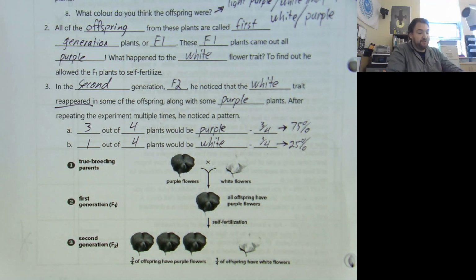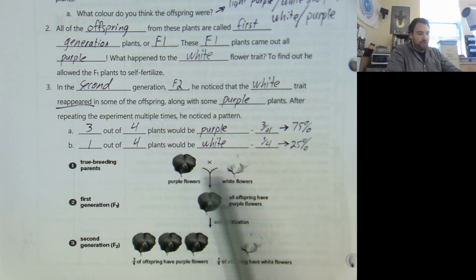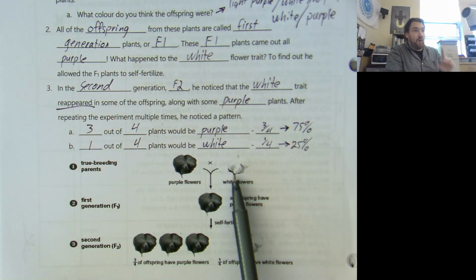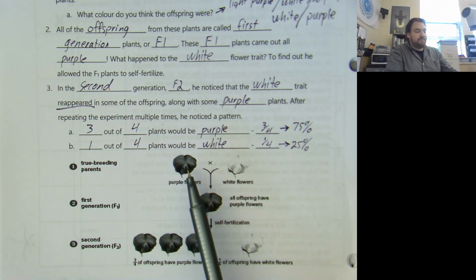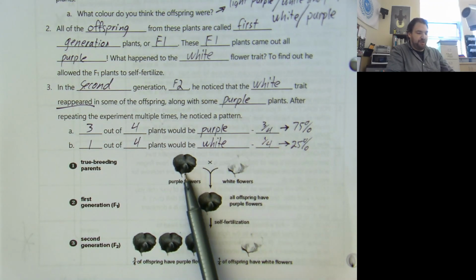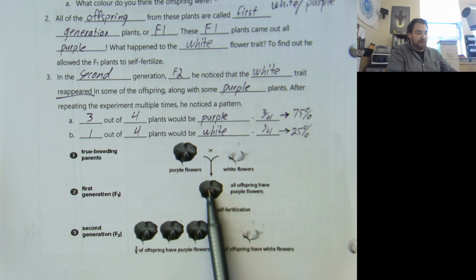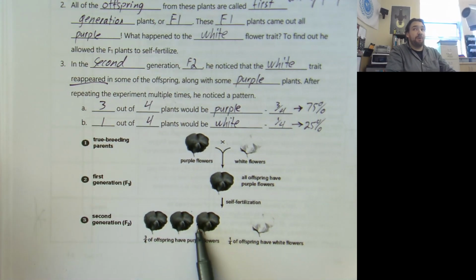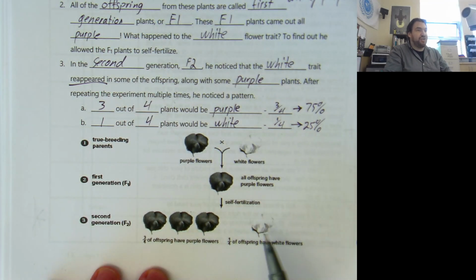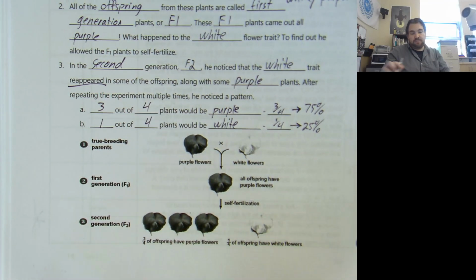This is a weird result, and here's a diagram of what's happening. You have a purple flower, you've got a white flower. They are true breeding parents. They are allowed to breed with each other, and they make all purple offspring. It means that the purple dominated the white. White was recessive. Purple was a dominant trait. But the white is still there, because when these plants were allowed to self-fertilize, they were mostly purple, but there was a case where white showed up. But it was less common.